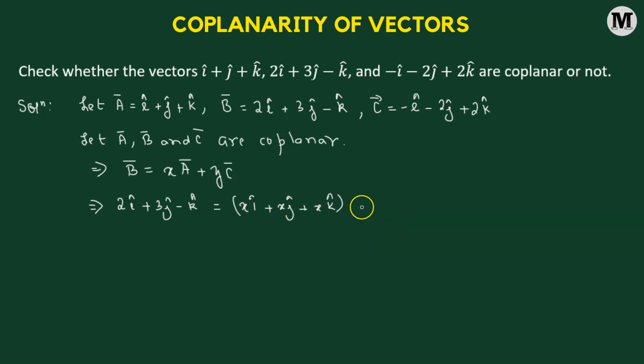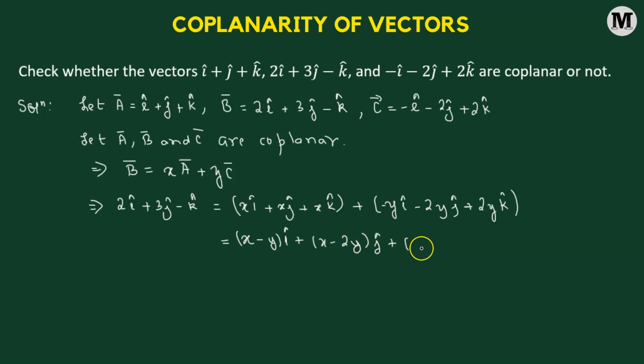Now this is going to get added to y times the vector c. The y times the vector c means negative y i cap minus 2y j cap plus 2 times y k cap. Now we will be combining the like terms. So we have (x minus y) times i cap added to (x minus 2y) times j cap added to (x plus 2y) times k cap. So this is the vector 2i cap plus 3j cap minus k cap.